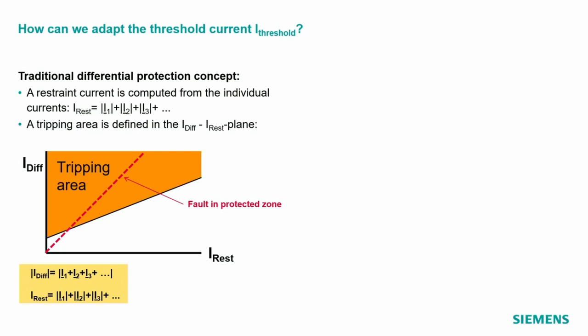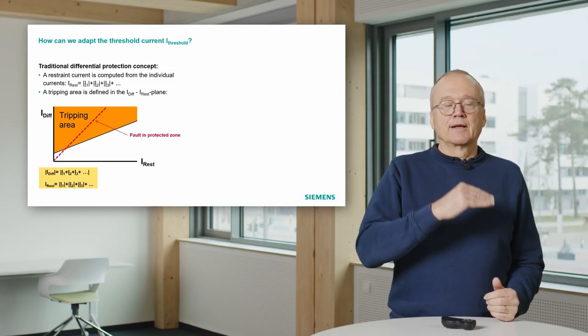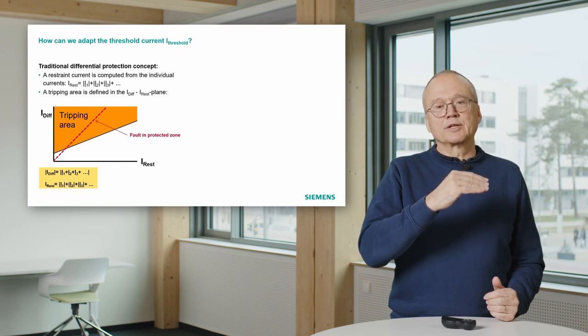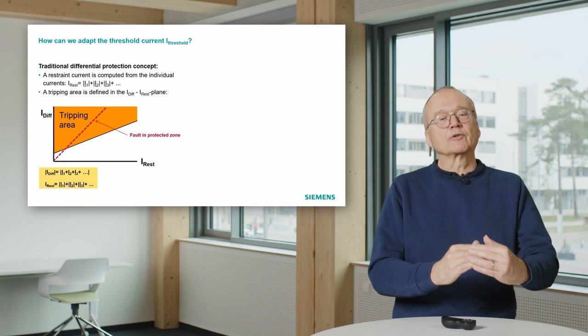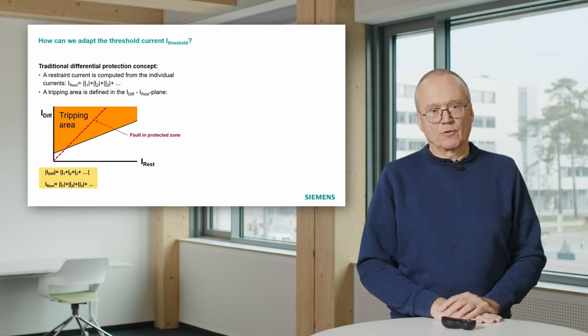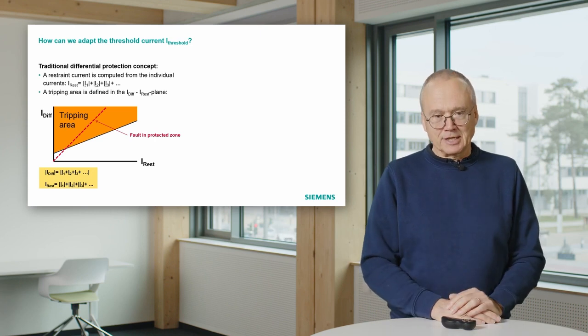That is the fault in the protected zone. And what you can see also from this diagram is if you have a fault in the protected zone with a very low current, you are still in a white area, it will not trip. That means with this principle, you have a certain level of fault current which must be there so that the protection will react on that. So for very, very low currents, it will not see the fault. That is called the traditional differential protection concept.